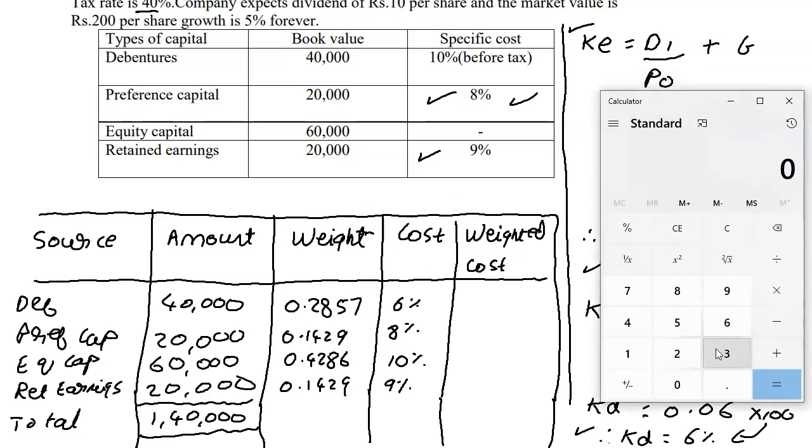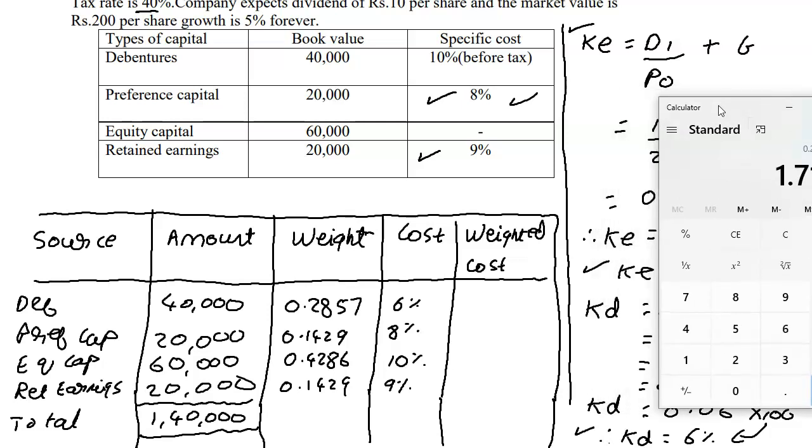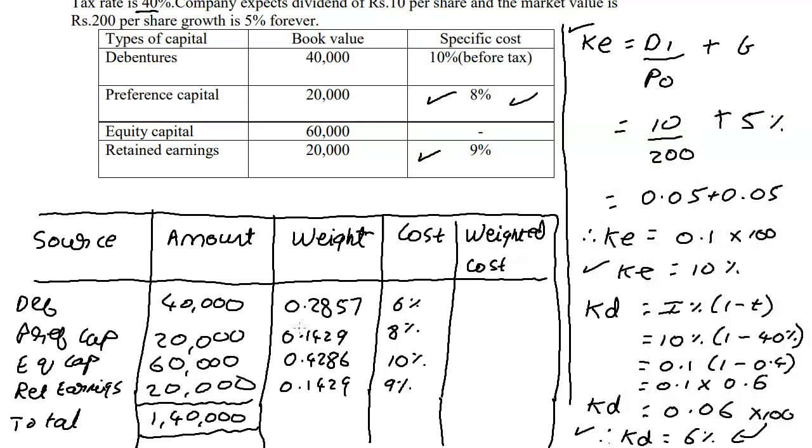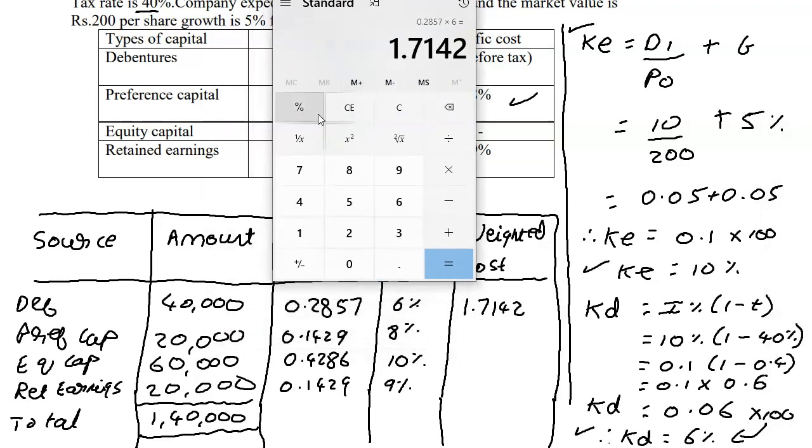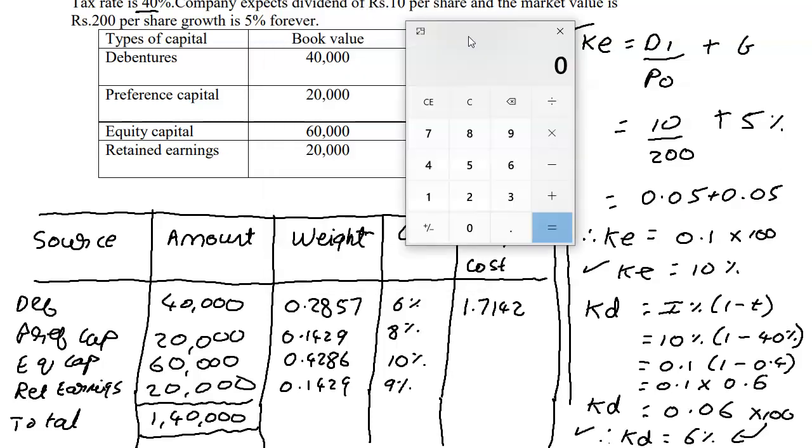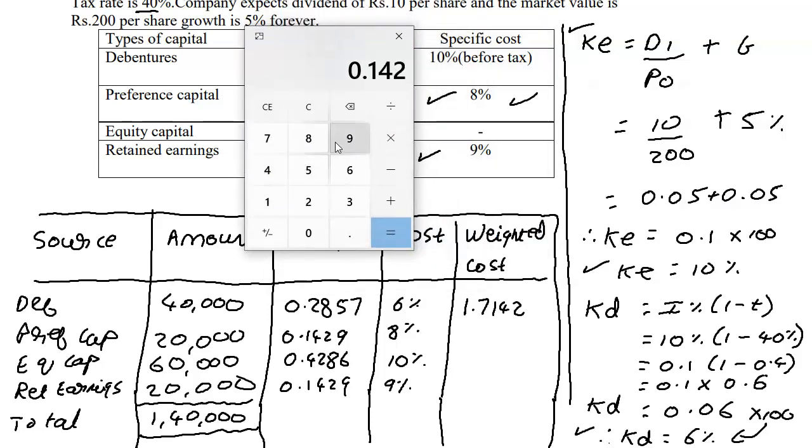Now we have 0.2857 into 6. Do not press the percent button, just write this as it is. That gives 1.7142. Next, 0.1429 into 8 gives us 1.1432. Similarly, the next one is straightforward, but I'm still going to do it on the calculator for those who are weak in maths.